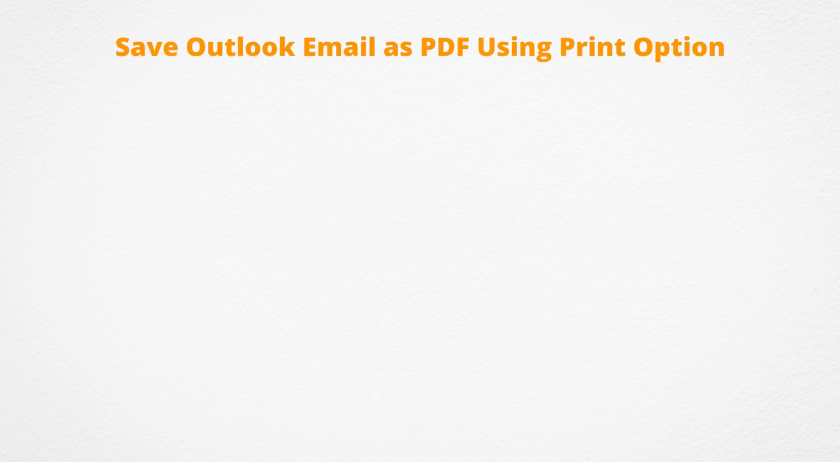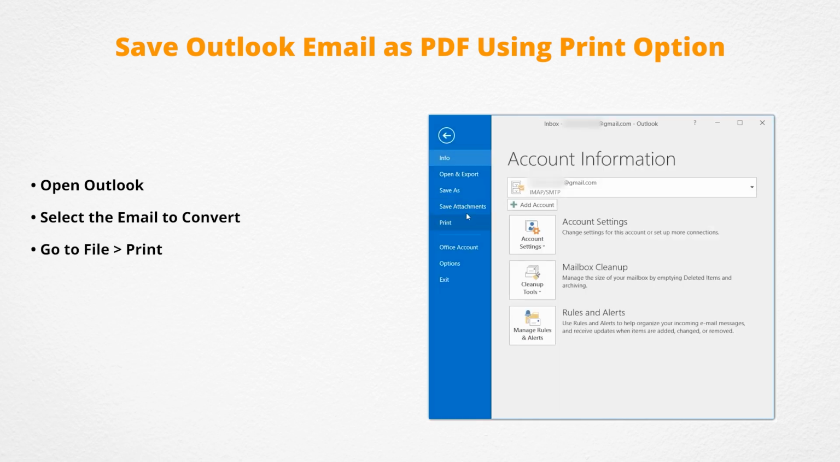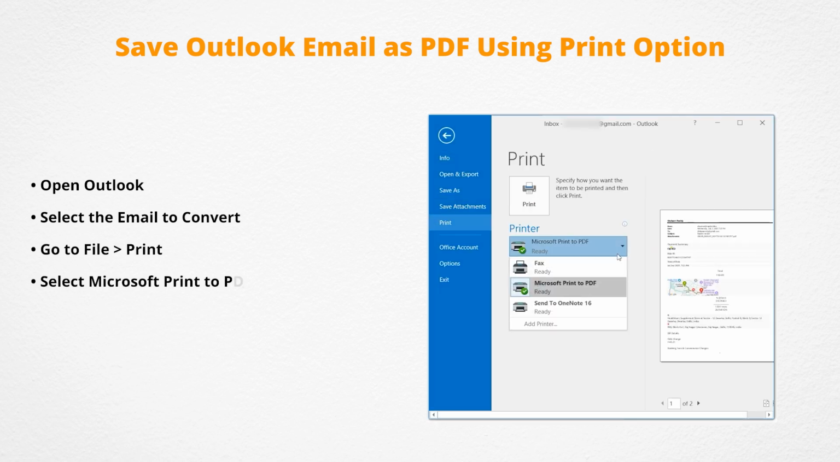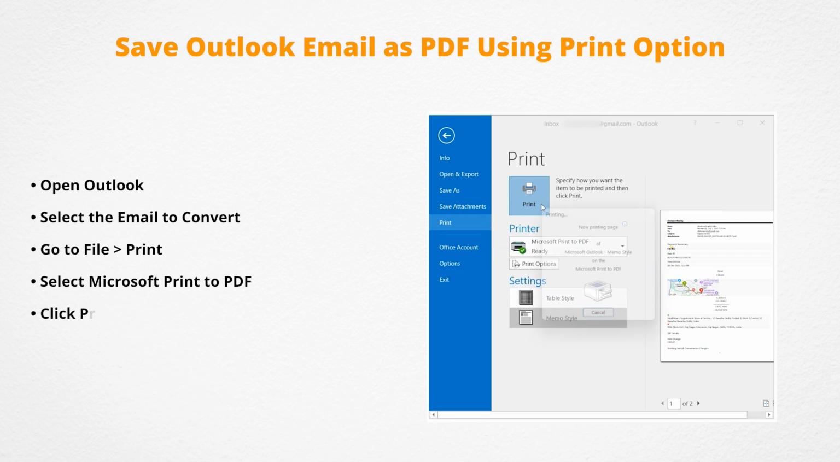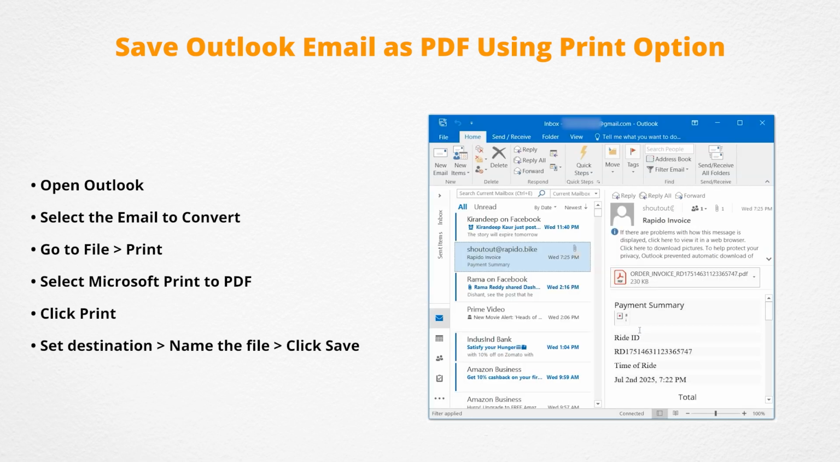Let's start with the manual method to save Outlook emails as PDF. Save Outlook email as PDF using Print option. Open Outlook, select the email to convert, go to File, and select Print option. Select Microsoft Print to PDF, click Print, set destination, name the file, and lastly click Save.